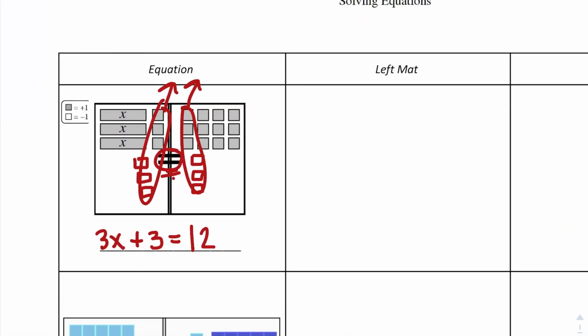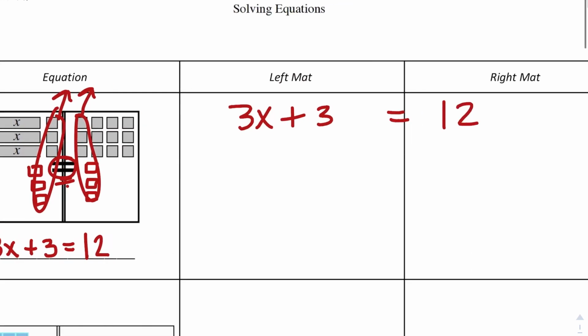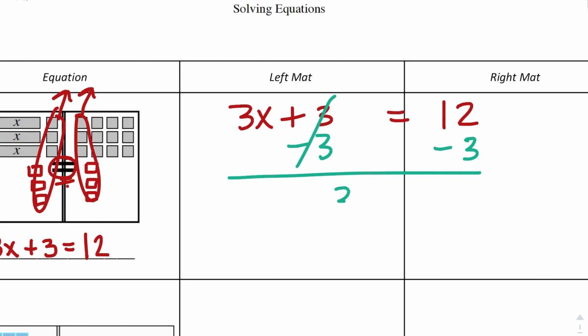Let me zoom out. So the left side is 3x plus 3 equals 12. And then what I brought in was 3 negatives on the left, and so I had to bring in 3 negatives on the right. Then I have 0 there, and I have 3x equals 4. Okay, I'm so sorry, that's not 4. Let me try that again. 3x equals 9. Miss Mian really knows how to do math, I promise, okay? You can trust me. I'm so sorry.